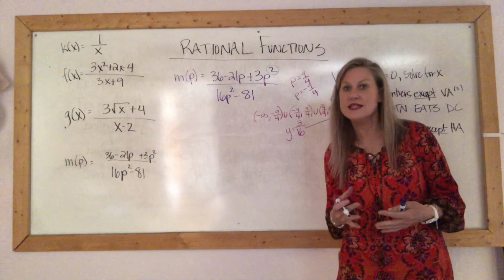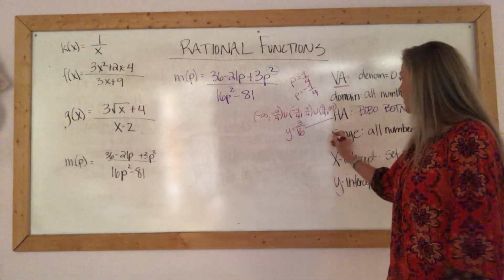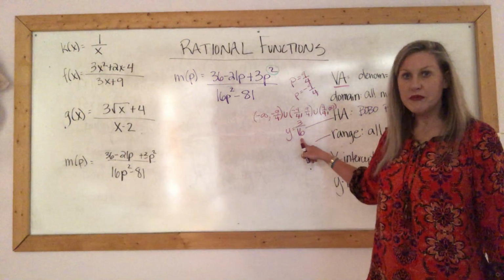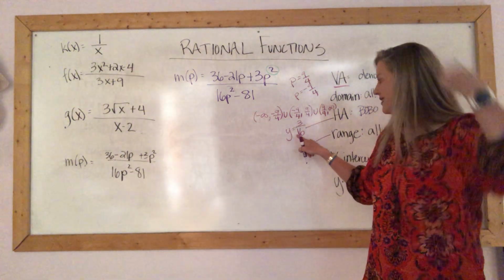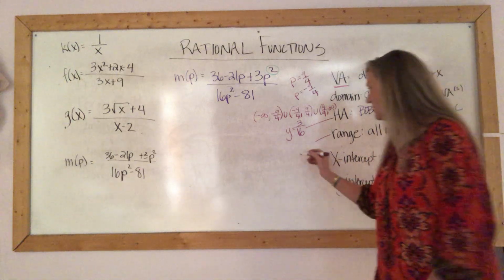Once you find your horizontal asymptote, you've got your range. Now my range says I can have any number from bottom to top except that value. Gotta hop over that.